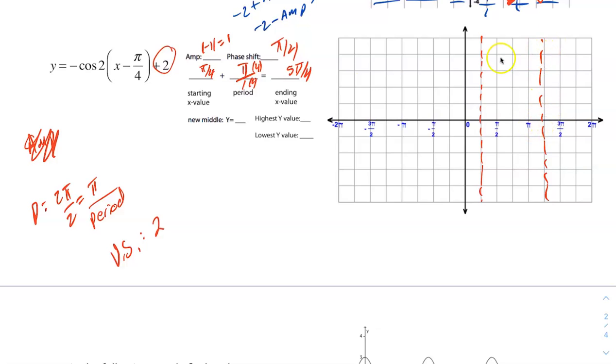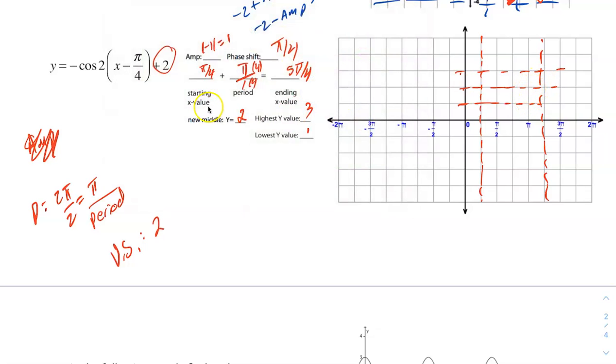That's where we're ending. Our new middle is 2 because of the vertical shift. And what's the highest we could go? Well, again, amplitude is just 1, so we go 1 above it and 1 below it. So 3 and 1. So 1, 2, 3. And then 1, remember, because 2 is our new middle. It's right there. So that's the box where our graph is going to fit.